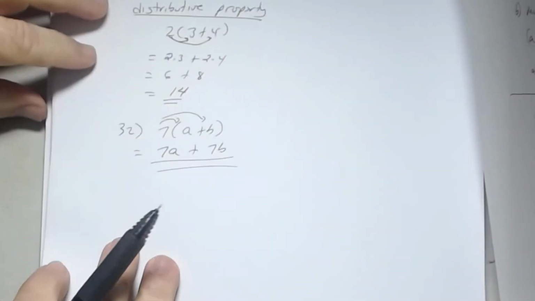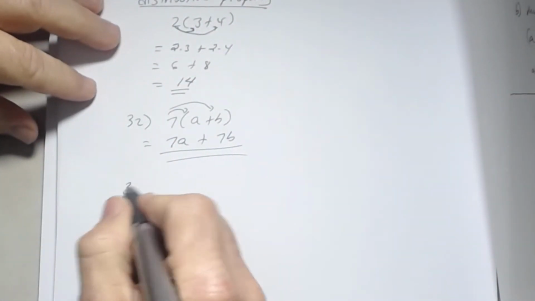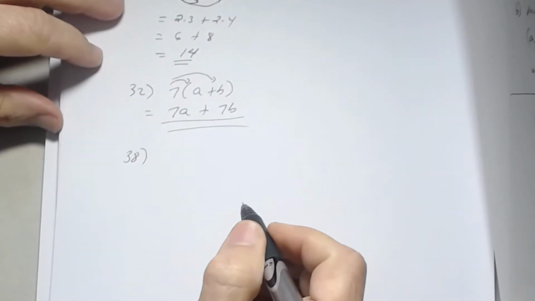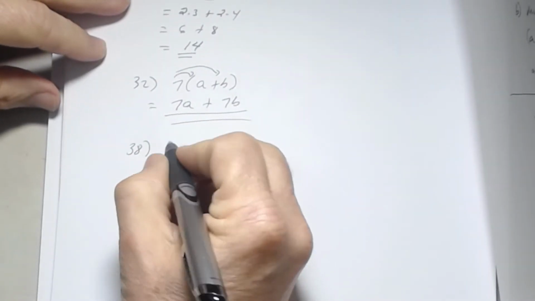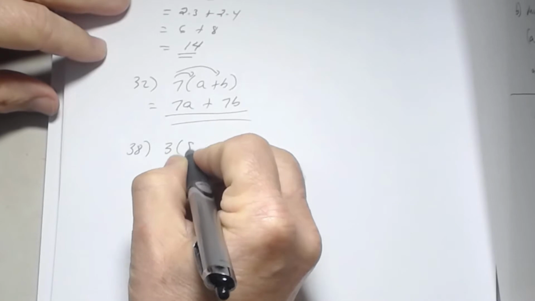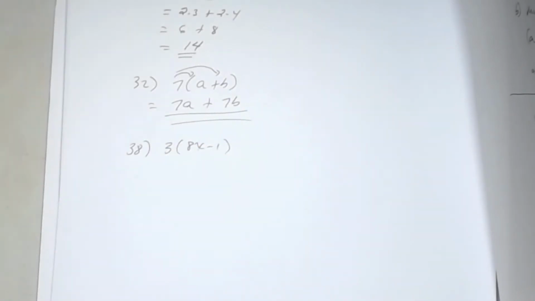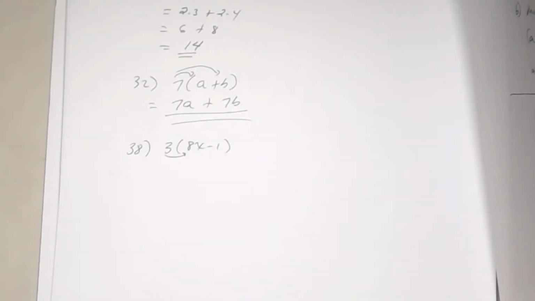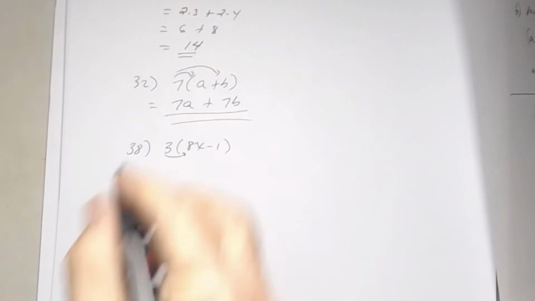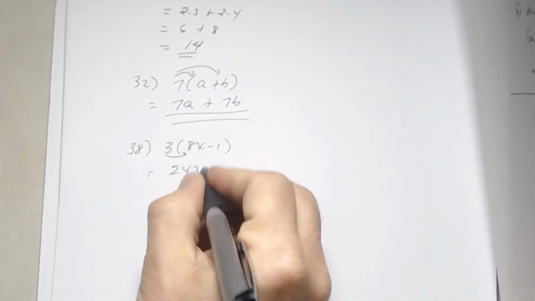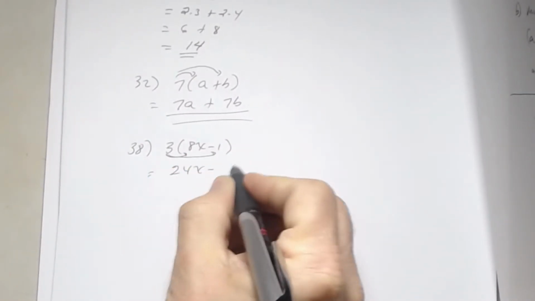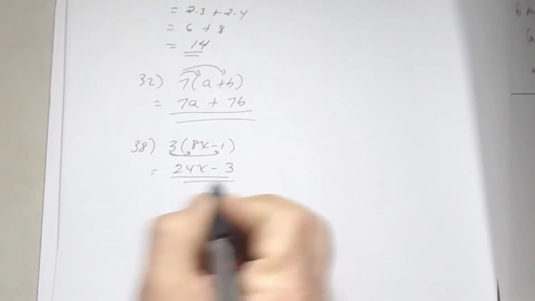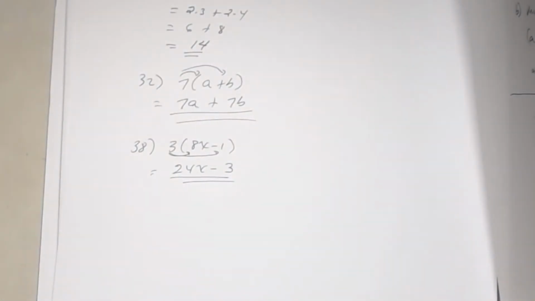Number 38. You have something that looks like this. Go ahead and use the distributive property. So how would you write this? In your mind, you'd say 3 times what? 8x, which is 24x, minus 3 times 1, which is 3. And there's your answer. Distributive property.